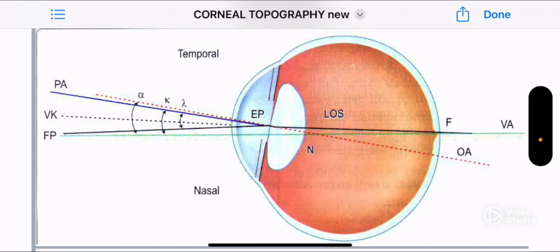Now here you can see there is a term LOS, which means line of sight, and there is a point which is N. N stands for the nodal point of the eye. The nodal point of the eye is that point through which a ray passing will not get refracted.